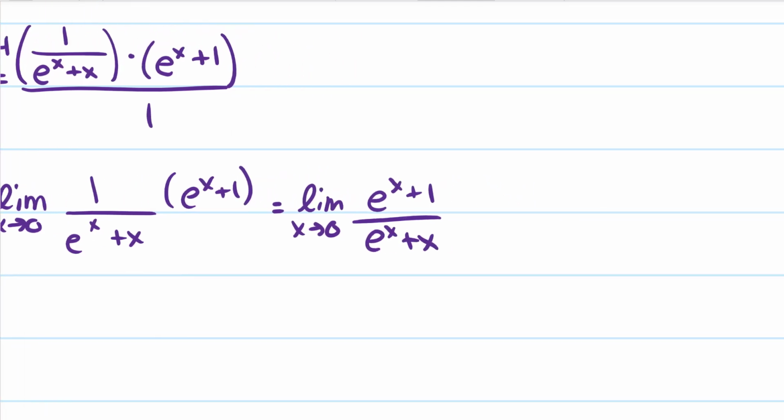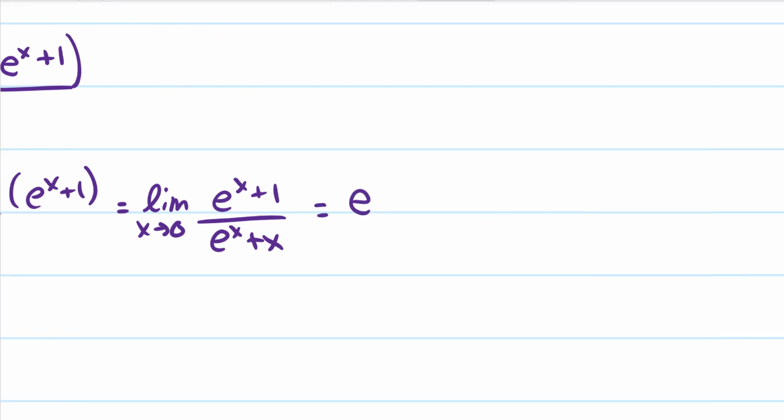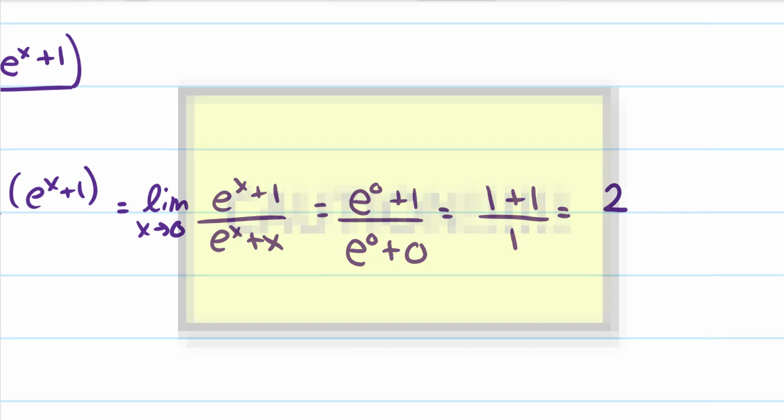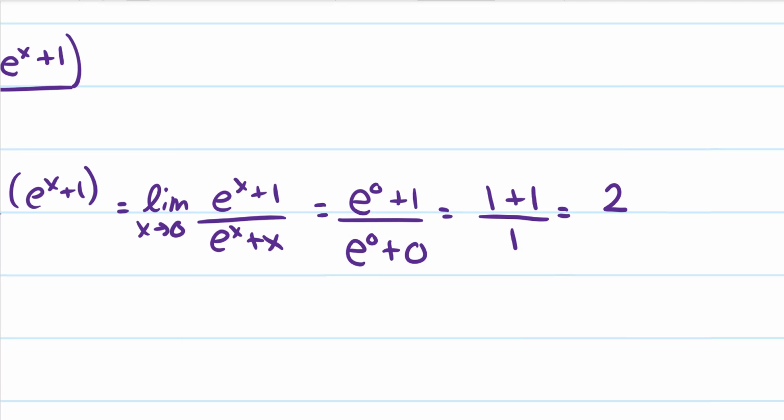And now we can use a direct substitution. We get (e^0 + 1) over (e^0 + 0), which is going to give me (1 + 1) over 1. So our answer is then 2. However, we're not actually done, because we found what the limit as x approaches 0 of ln of f(x) is. So our final answer then is we need to raise it to the e. So our final answer should be e squared.